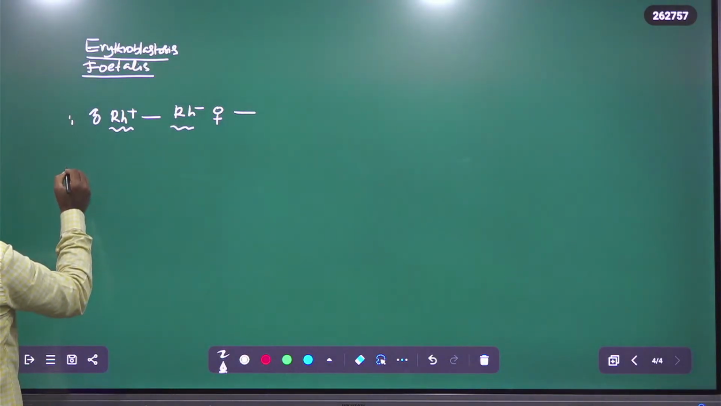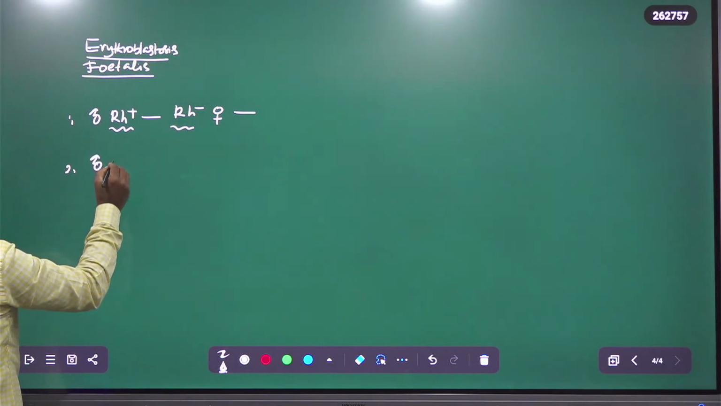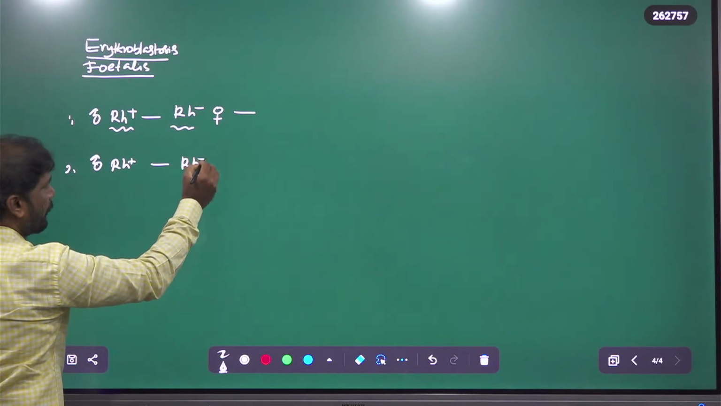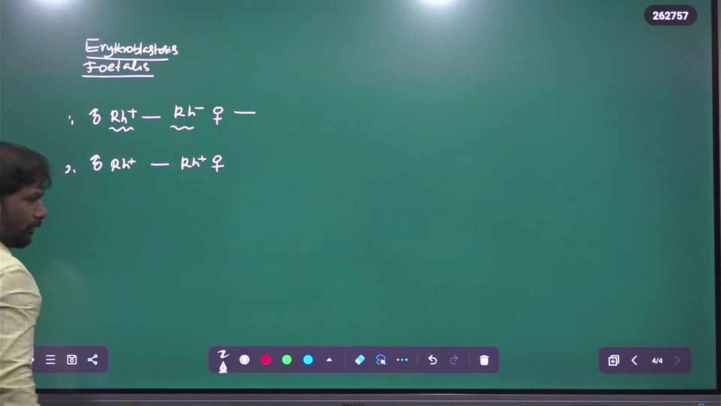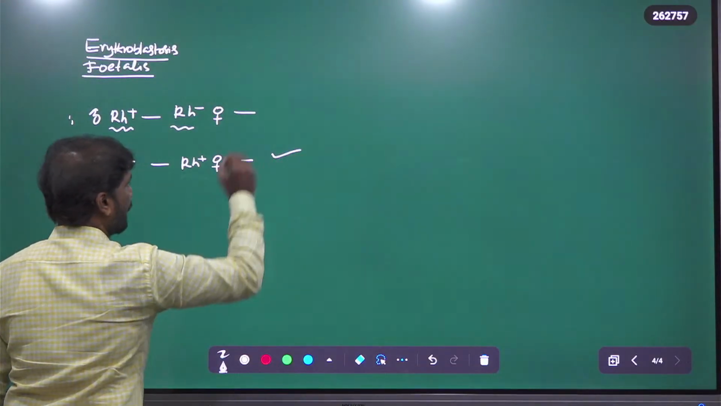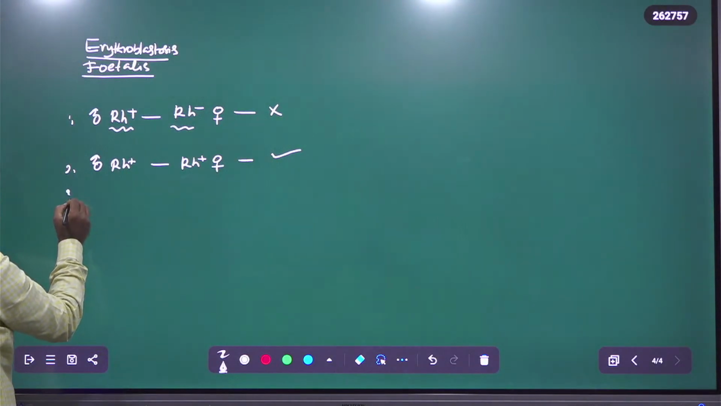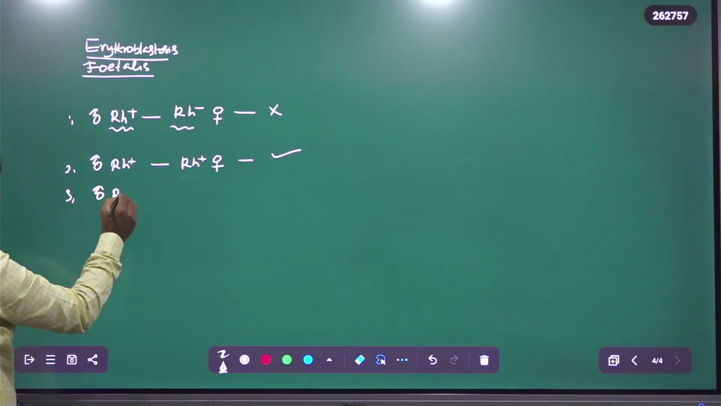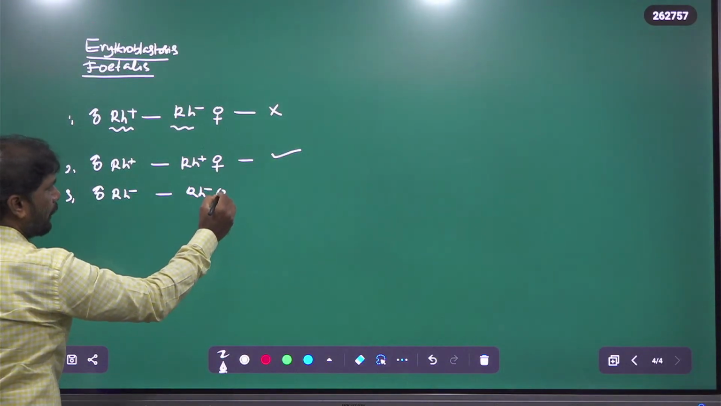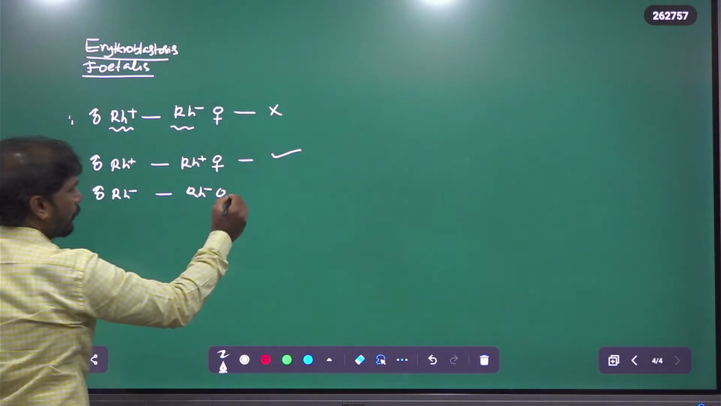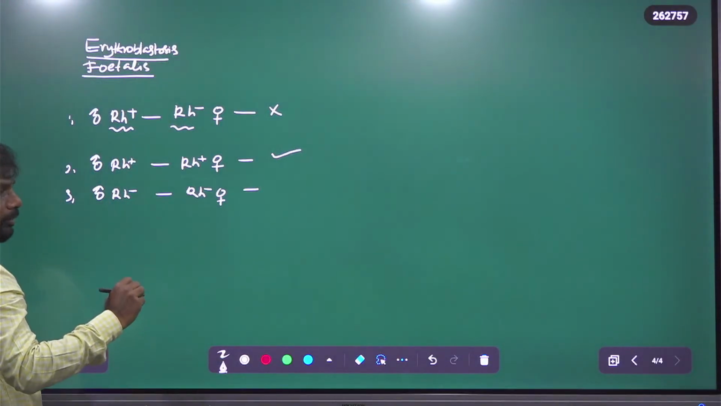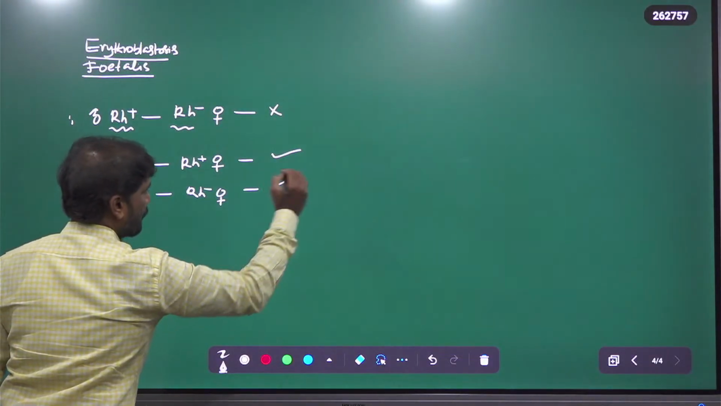Second case: when the male is Rh positive and the female is Rh positive, there will not be any problem for the babies. That means it is an acceptable marriage. Third case: when the male is Rh negative and the female is Rh negative, there is compatibility and no mismatching takes place. So that is also an acceptable marriage.